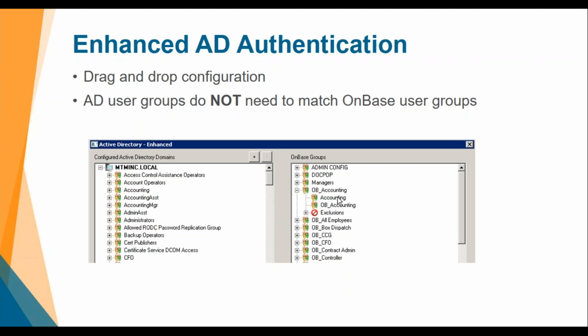And then on to NT authentication. With newer versions of OnBase, they have come up with enhanced AD authentication versus the basic. So with basic authentication, your user groups in OnBase needed to match your OnBase user groups in AD. With this new enhanced AD authentication, you no longer need to do that. So as you can see, we have the OB accounting group, and we do have a group called OB accounting, but I was also able to drag and drop the accounting group over to OB accounting. So anybody in the accounting group will now have rights based off the OB accounting group in OnBase.